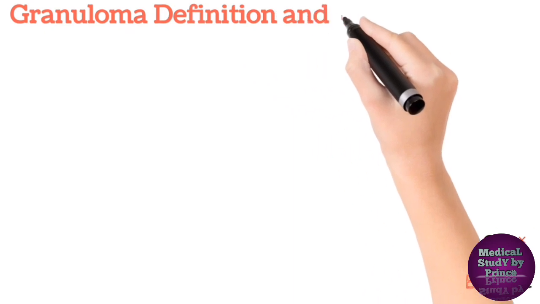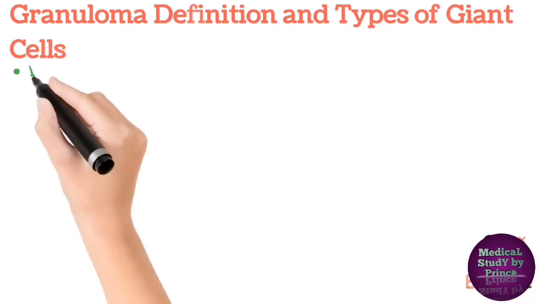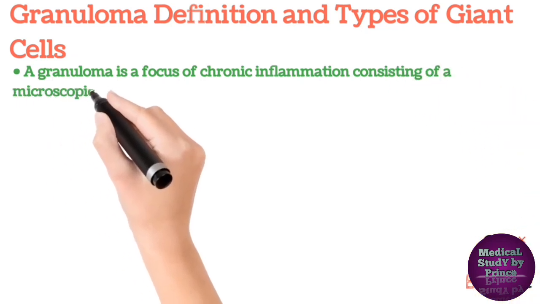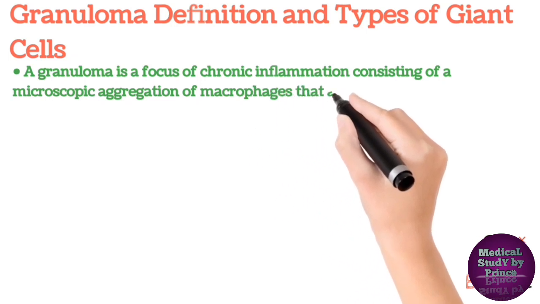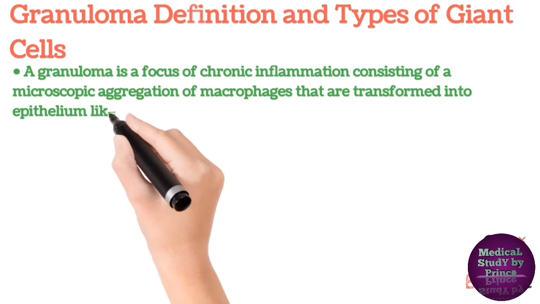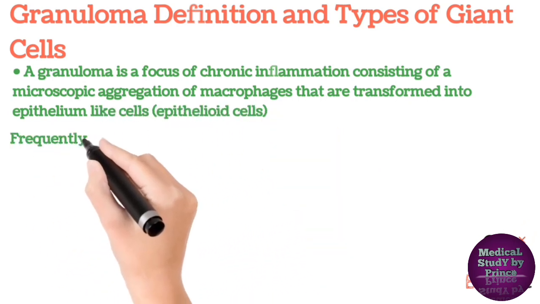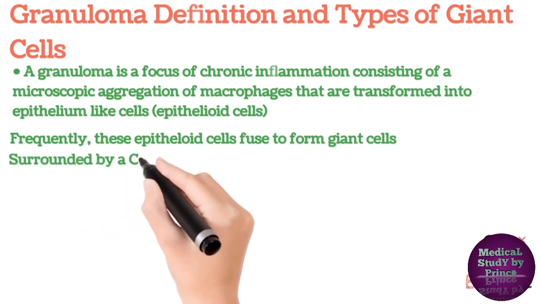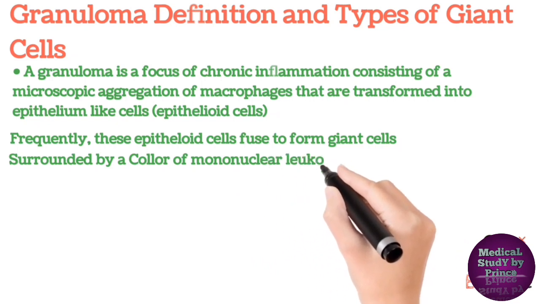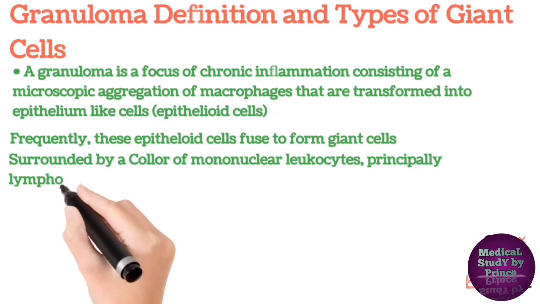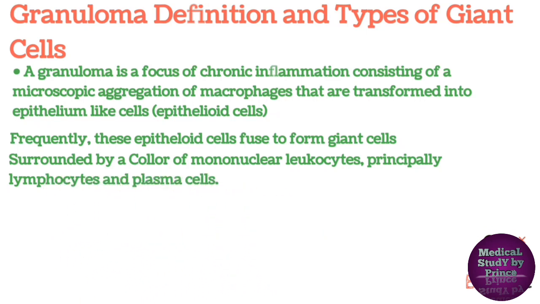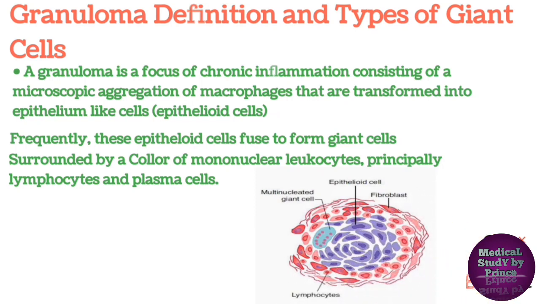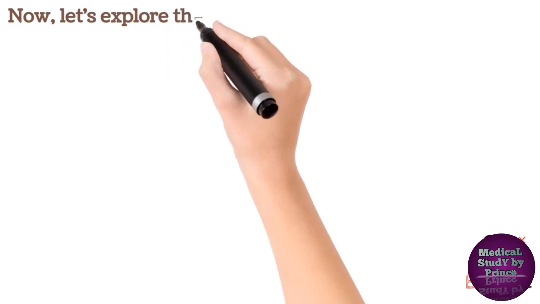Now we will see the granuloma definition and types of giant cells. A granuloma is a focus of chronic inflammation consisting of microscopic aggregation of macrophages that are transformed into epithelium-like cells, that is epithelioid cells. Frequently, these epithelioid cells fuse to form giant cells, surrounded by a collar of mononuclear leukocytes, principally lymphocytes and plasma cells. This diagram shows a granuloma. These giant cells contain multiple nuclei.